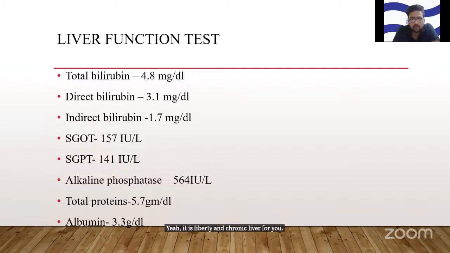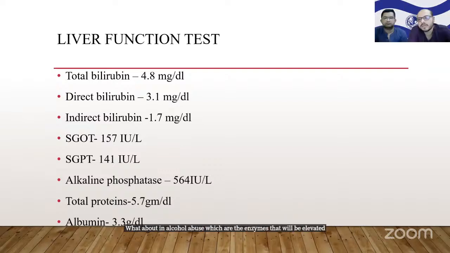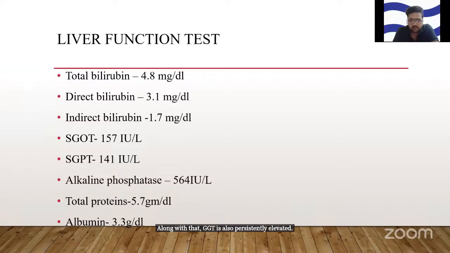What about in alcohol abuse? Which are the enzymes that will be elevated? In an alcoholic patient, AST will be elevated more than ALT. The ratio is usually more than 2:1 or 3:1. Along with that, GGT is also persistently elevated. In hepatobiliary obstruction, as you discussed, again 5' nucleotidase will be elevated. Okay. So next slide.